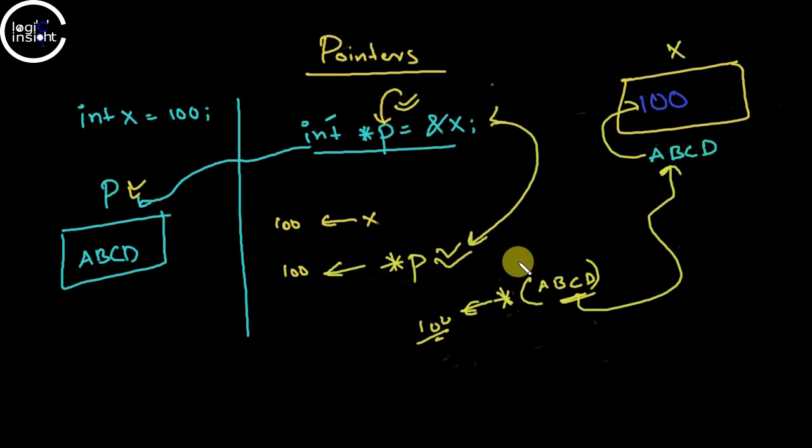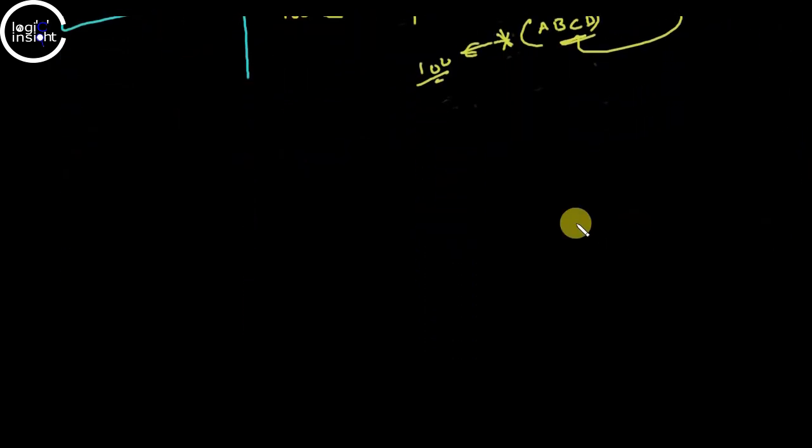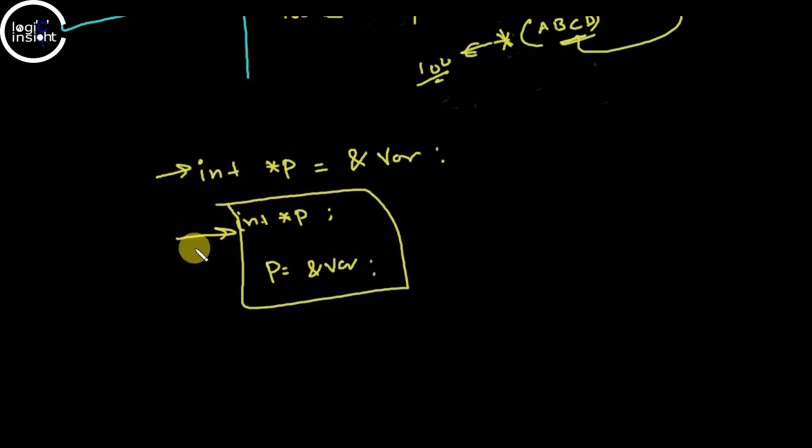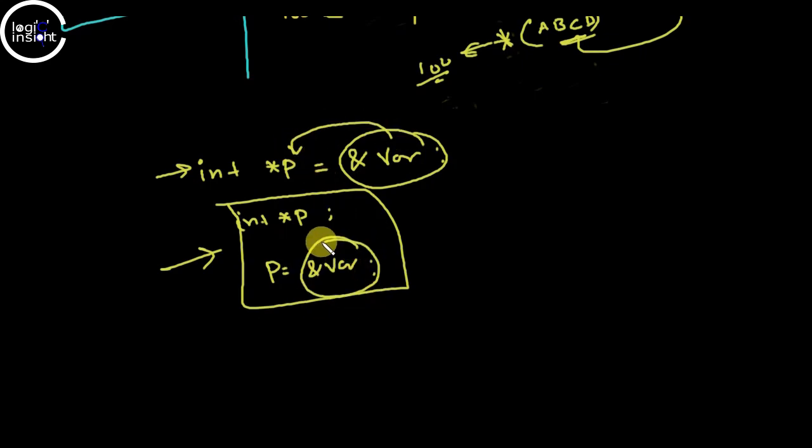Remember one thing, I want to highlight some point here. See, you can declare int star p equal to ampersand of the variable name, or you can declare int star p and then p equal to ampersand of the variable. These two are both equivalent, no need to worry. Here we are storing the address of this variable in this pointer. Here also we are storing the address of the variable in this pointer.